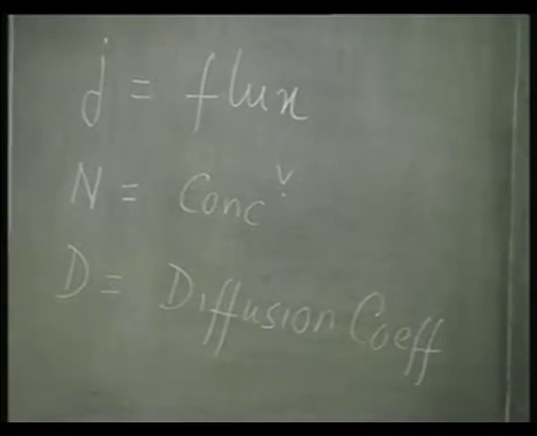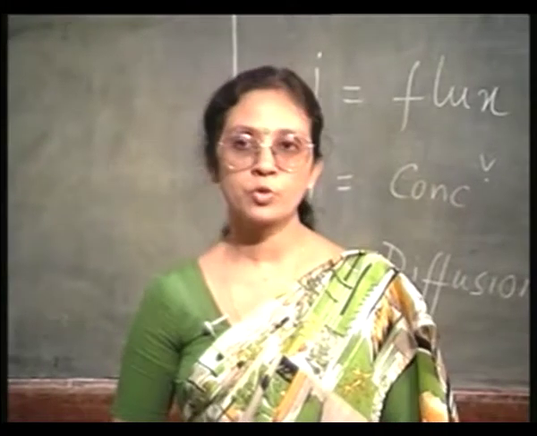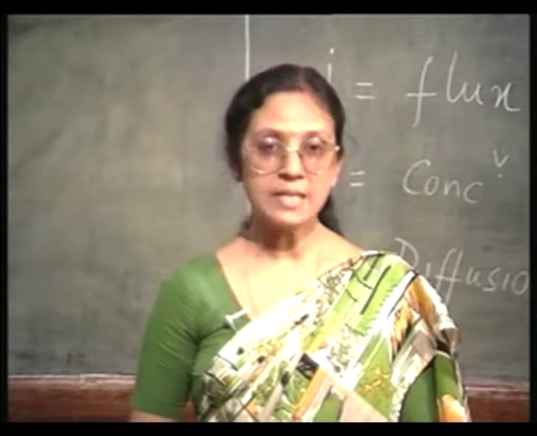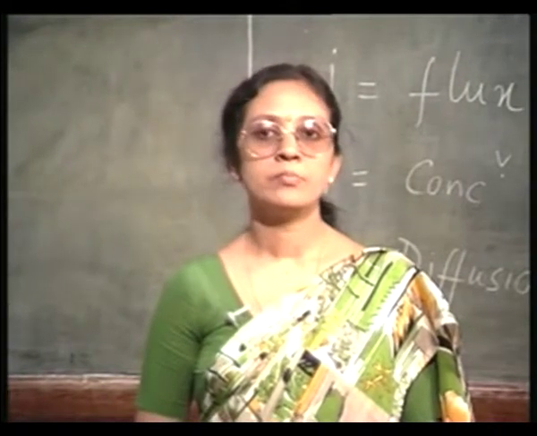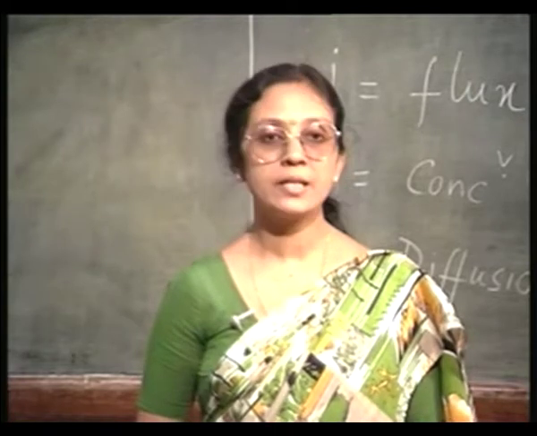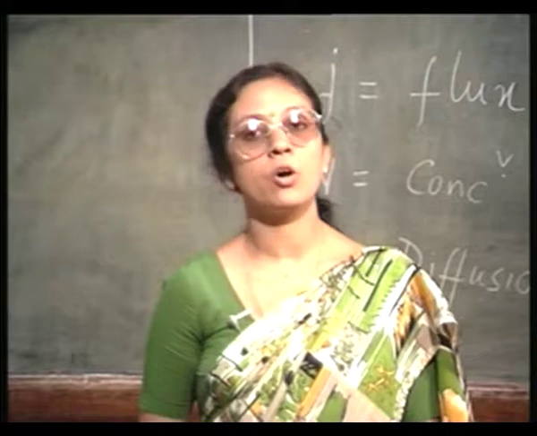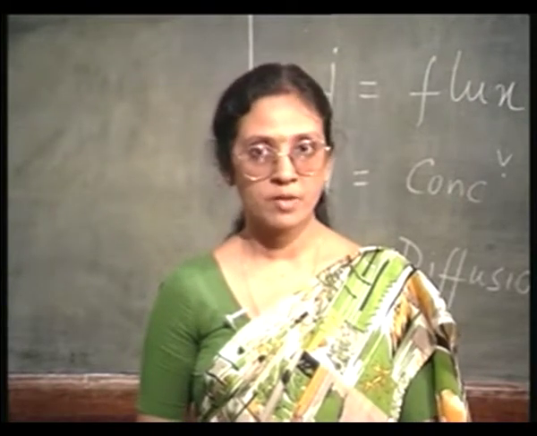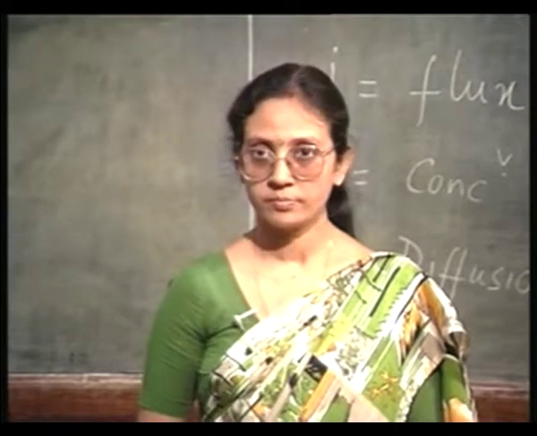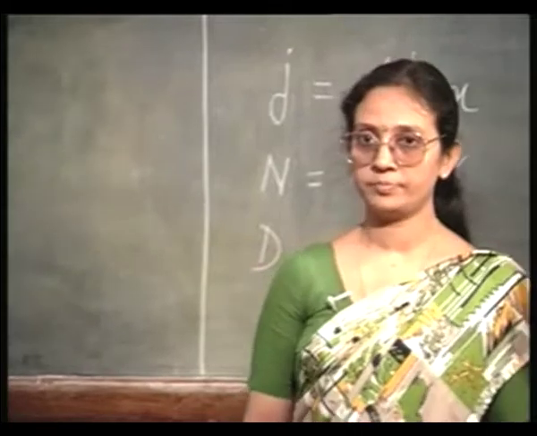In other words, what we are trying to say is that the flux is proportional to the concentration gradient of the dopants, and D is the proportionality constant, the diffusion coefficient, and the negative sign simply signifies the direction of the movement of dopant from the high concentration side to the low concentration side. Okay? That is Fick's first law, very simple.